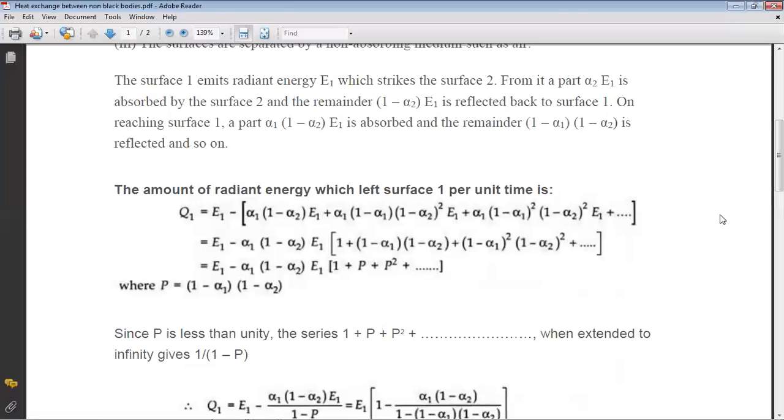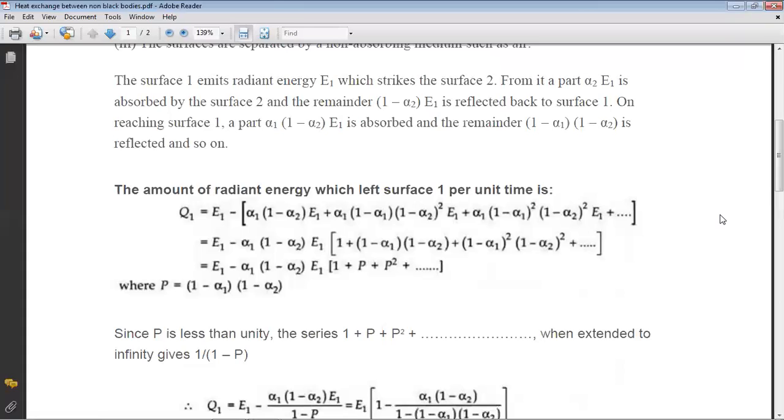Now you have a series wherein if you substitute the value of 1 minus alpha 1 into 1 minus alpha 2 as p, you will have a series of 1 plus p square plus p cube plus p to the power 4 plus so on.